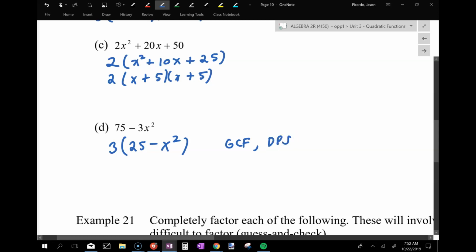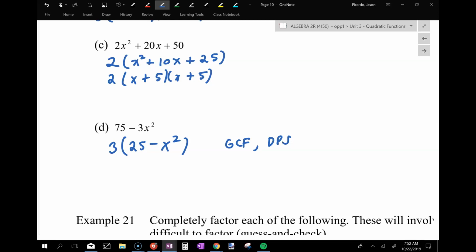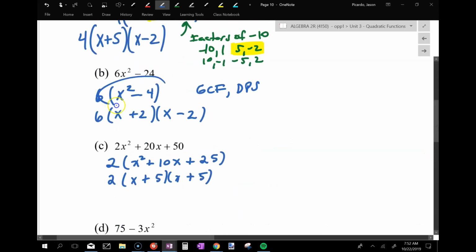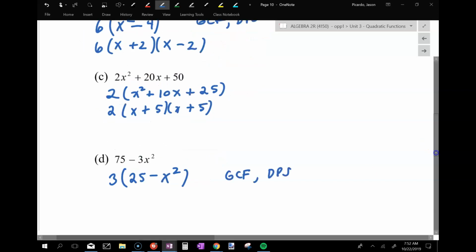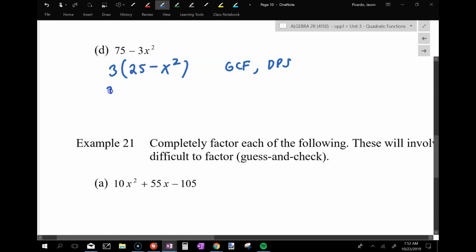Does the order that I write these matter? It sure does. What I mean by the order is, is 5 minus x the same as x minus 5? No, so I think we're accustomed to seeing the variable first, right? But does the variable have to be first? No, right? And so in this example, everybody said, okay, it's a DPS, so I think we all agree it's going to be that.